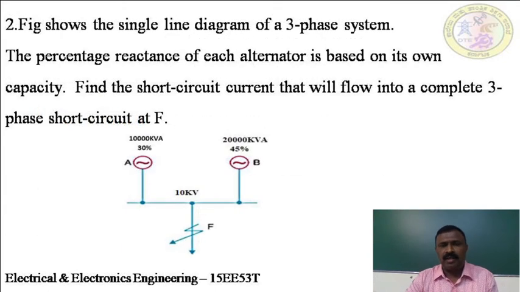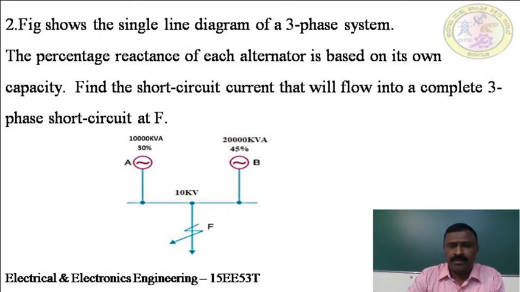So yeah, you can take another problem where it consists of two generators. The previous problem you were dealing with a single generator that is connected to the bus bar, and from there we are going for a transmission line. The problem is like this. The figure shows the single line diagram of a three-phase system. The percentage reactance of each alternator is based on its own capacity. Find the short circuit current that will flow into a complete three-phase short circuit at F.